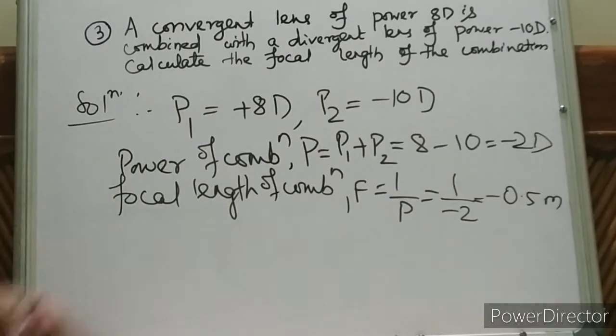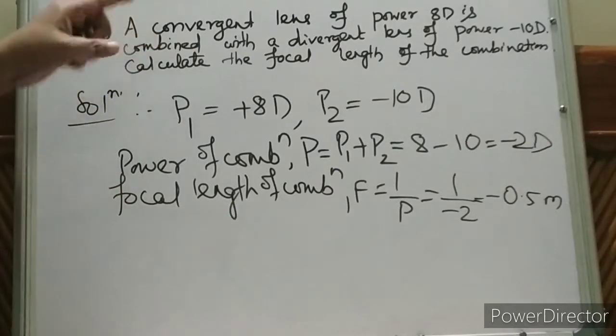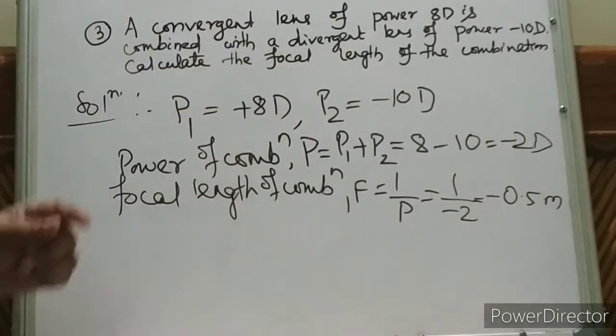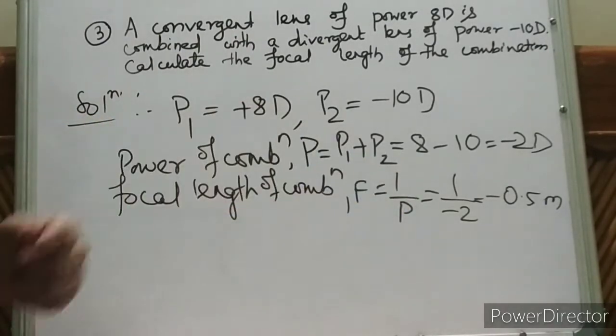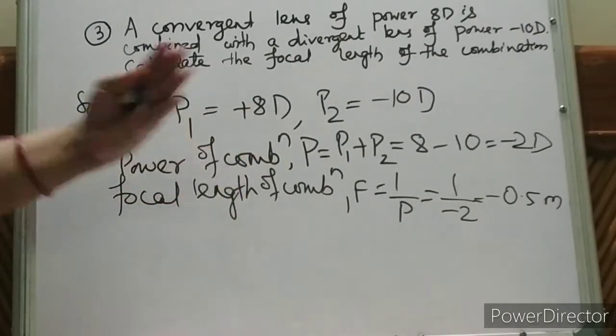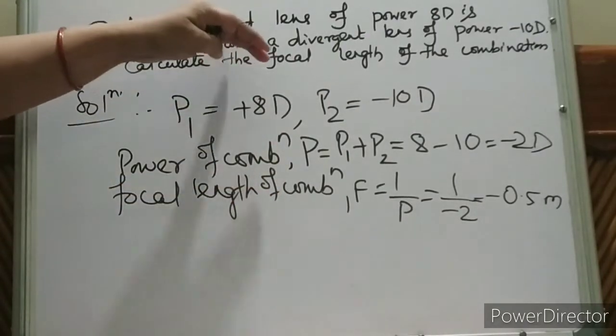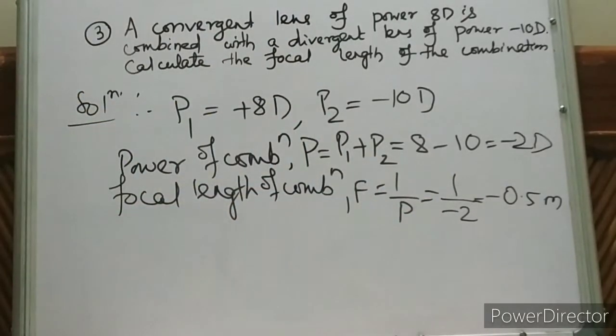What does it mean? Minus means the combination of these two, convex lens and convergent lens, is working as what? A diverging, concave lens. So how will the lens behave when you combine this convergent with this divergent? It will behave like a divergent lens. Interesting? Clear, children? And more problems you will see in class 12th also. Is it clear? Then we can move to the next problem now.